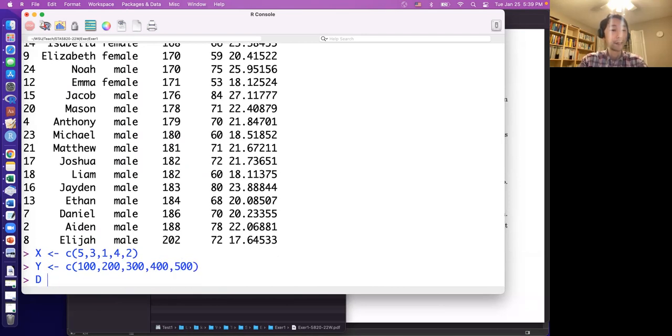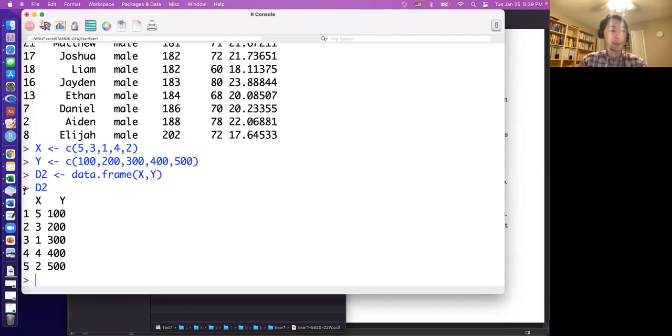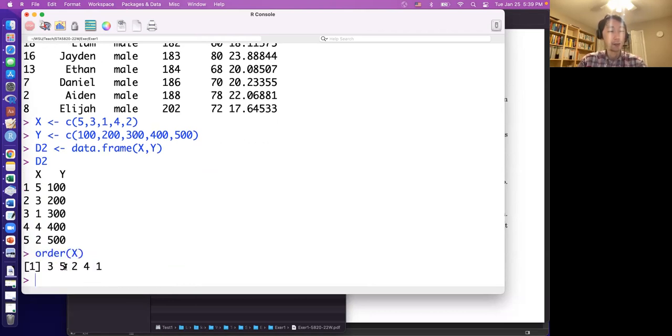And you can create the data frame this way. So now D2 is the data frame of x and y. If you order this data frame by x, then you can use the order function of x. Order of x is what? Order of x is a vector of 5 elements. So this means the third element of x is smallest, and the fifth element of x is the second smallest, and so on.